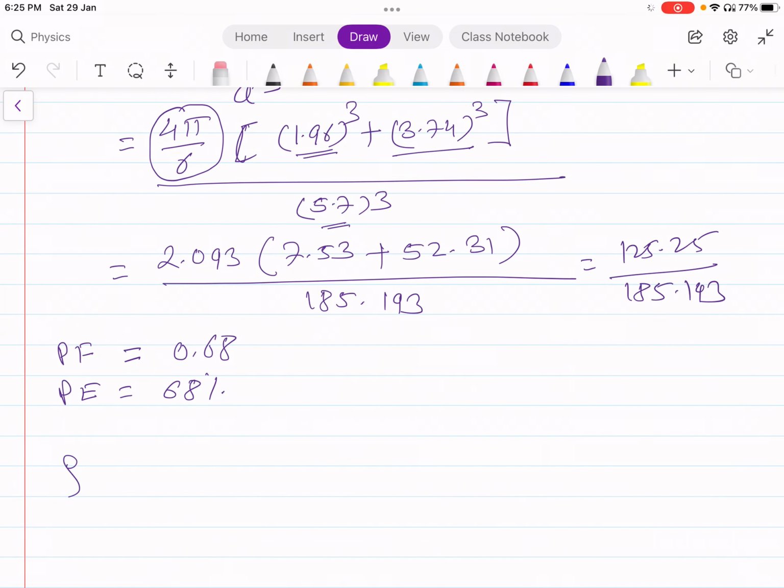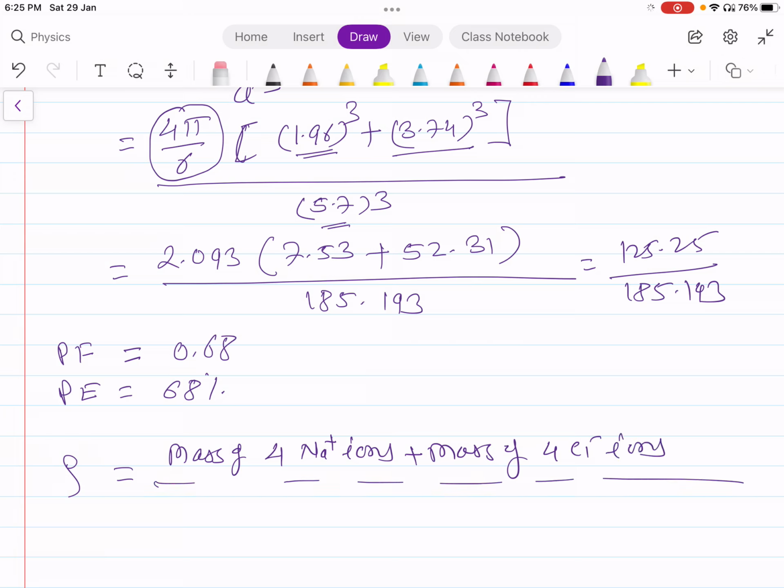Then we have to find the density. Now this is the NaCl type. So in the unit cell there are 4 sodium and 4 chlorine ions. So density is mass of 4 sodium ions plus mass of 4 chlorine ions, and that divided by the volume of the unit cell, which is equal to a cube.